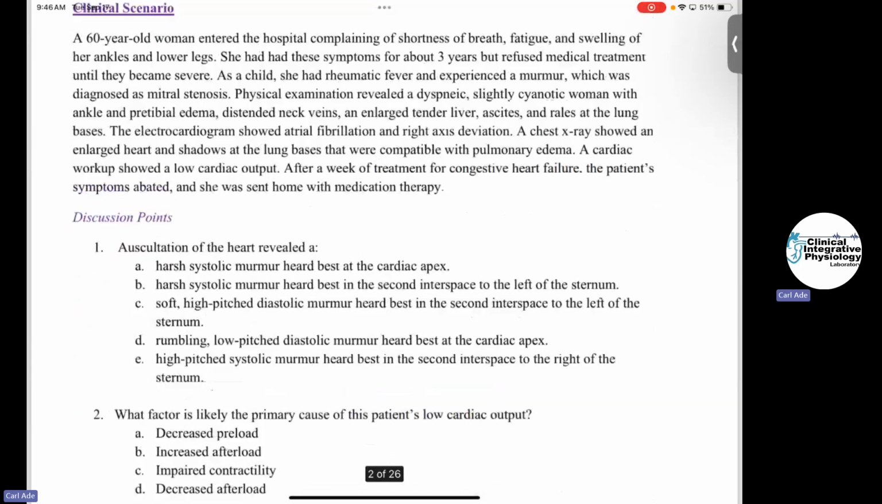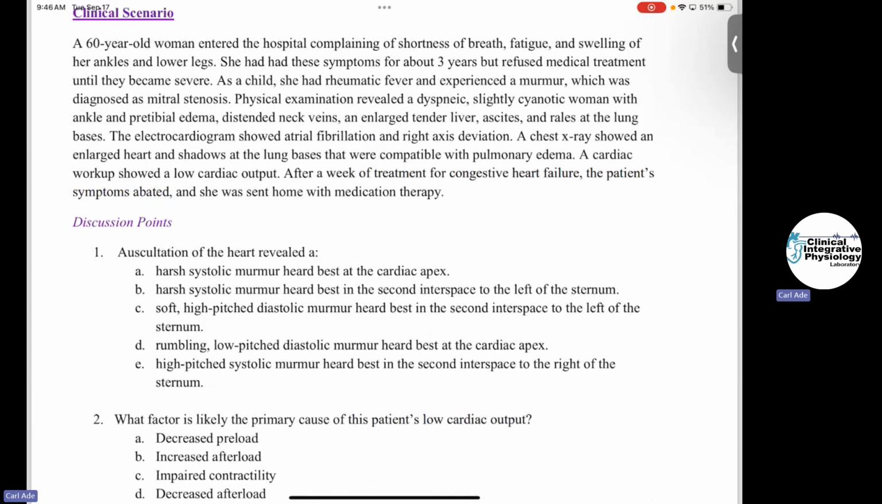Here's our clinical scenario, so I'll just outline it briefly and then we can come back and talk about the discussion points towards the end of lecture. We've got a 60-year-old woman at a hospital complaining of shortness of breath, fatigue, and swelling in the ankles and lower legs. She's had these symptoms for quite a while. She did not want medical treatment until they've really become severe at this point. She had rheumatic fever and had a murmur when she was younger. This was diagnosed as a mitral stenosis. We'll talk about that later on, not today, but in more detail in the coming lectures.